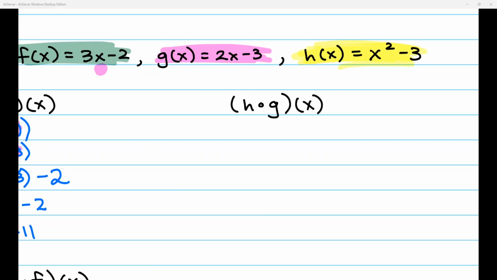So let's try it again. Let's run through the process. H after g of x, I know that you guys are probably pretty good at saying, well, that's the same thing as h of g of x. Most of the time, that's pretty good.